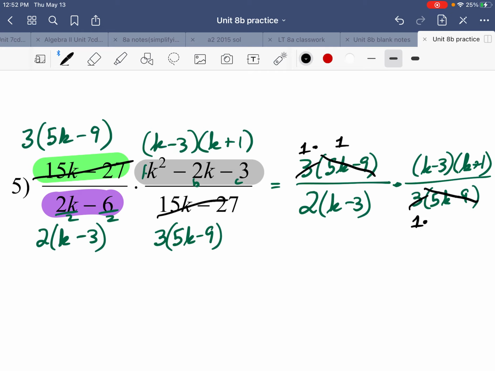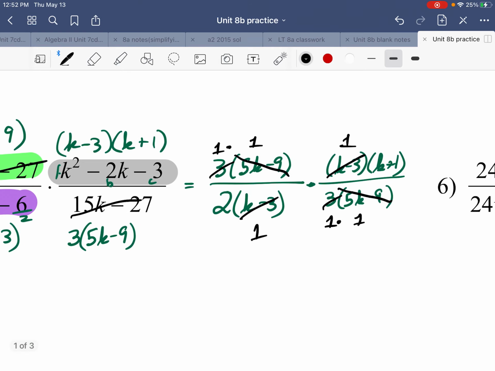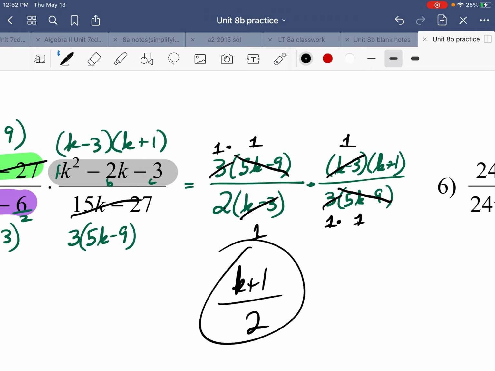I should keep writing those. We have a k minus 3 divided by k minus 3. That's really 1. That is all that's left. So looking at the numerator, we have 1 times 1 times 1 times k plus 1, which is k plus 1. The denominator is 2 times 1 times 1 times 1, which is 2. That's your final answer.